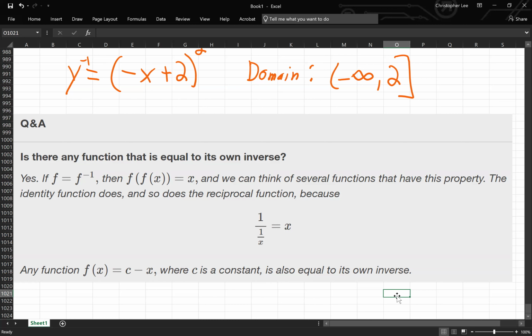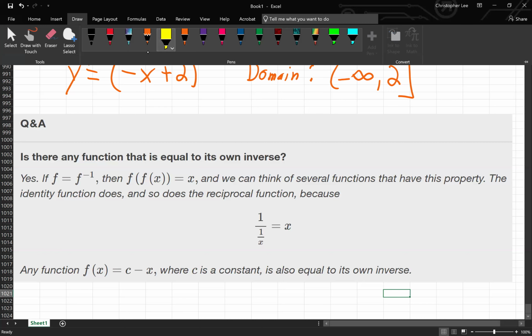We can think of several functions that have this property. The identity function does, and so does the reciprocal function, because 1 over 1 over x is equal to x. Any function f of x equal to c minus x, where c is a constant, is also equal to its own inverse. That might help you on your homework. And my fault, I should have done one of these.